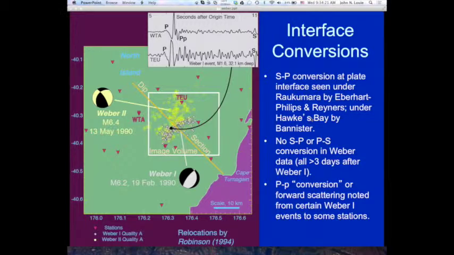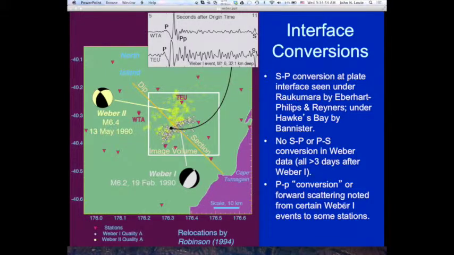There may be a few, but we haven't determined yet whether there are any data from this area with S to P or P to S conversion at the plate interface. Our data set was all more than 3 days after Weber 1, so I'm going to use this. This lack of information so far is part of my story. Let's see if you buy it.